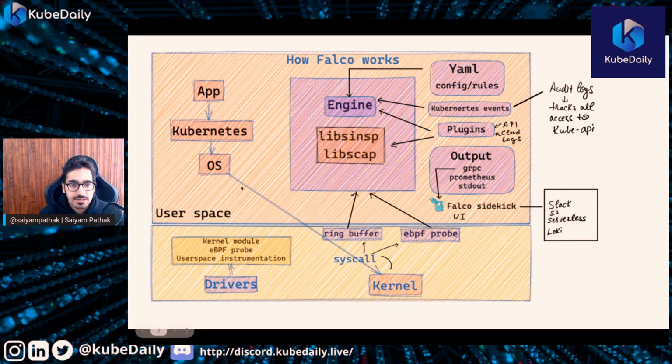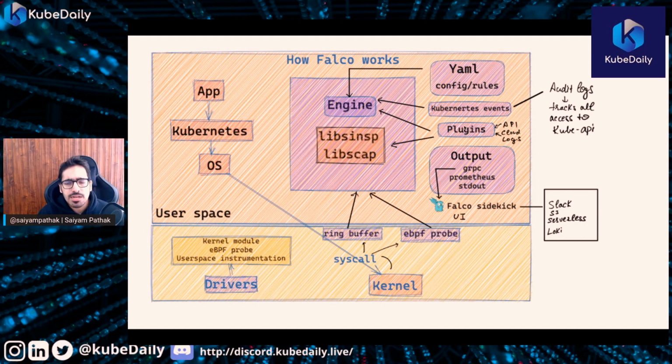So the application calls Kubernetes, the call goes to here, and internally, in the end, it is a syscall that is happening in the kernel, which Falco tries to monitor. So it will be going via the ring buffer or eBPF probe, depending on the kernel version that you have, and then it goes to the engine and validates against the set of rules that you have defined in the config YAML, and then it gives the output.